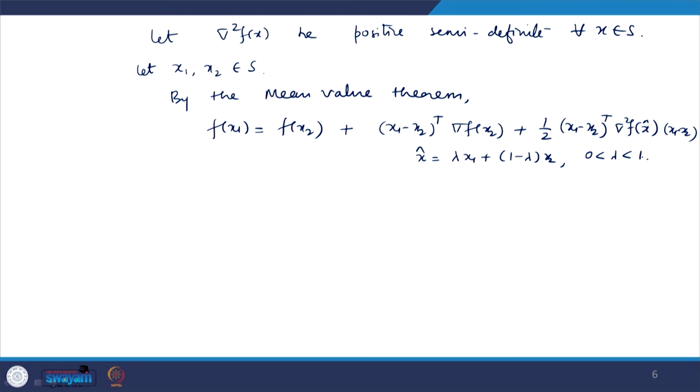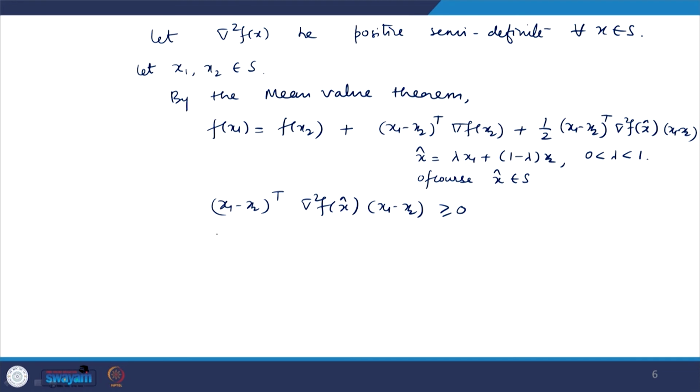Now, since this is positive semi definite and x 1 minus x 2 is any vector in Rn, of course this x cap belongs to S because S is convex, and x 1, x 2 are in S. So, x cap is also in S, and this is positive semi definite, and x 1 minus x 2 is any vector in Rn. So, this part is greater than or equal to 0. So, we can say that x 1 minus x 2 whole transpose gradient square of f at x cap times x 1 minus x 2 is greater than or equal to 0, since del square f is positive semi definite.